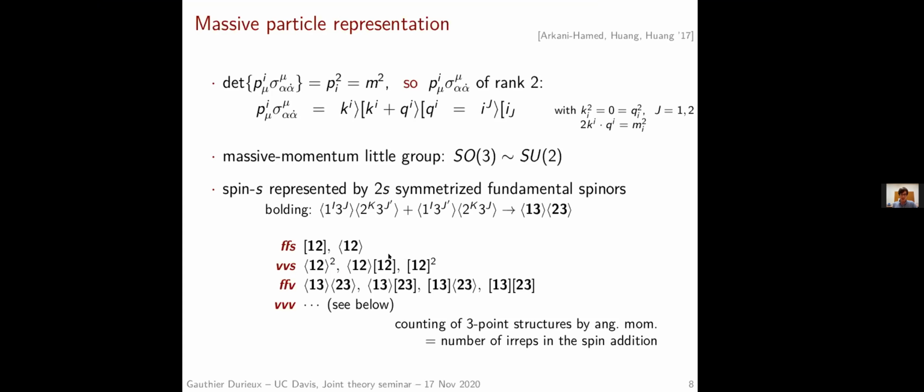So now you also see that there's more than one single possibility for each amplitude. And you can actually count the number of independent 3-point massive amplitudes just by using angular momentum conservation. That number is equal to the number of irreducible representations in the addition of the 3 spins. And we'll see some examples later.